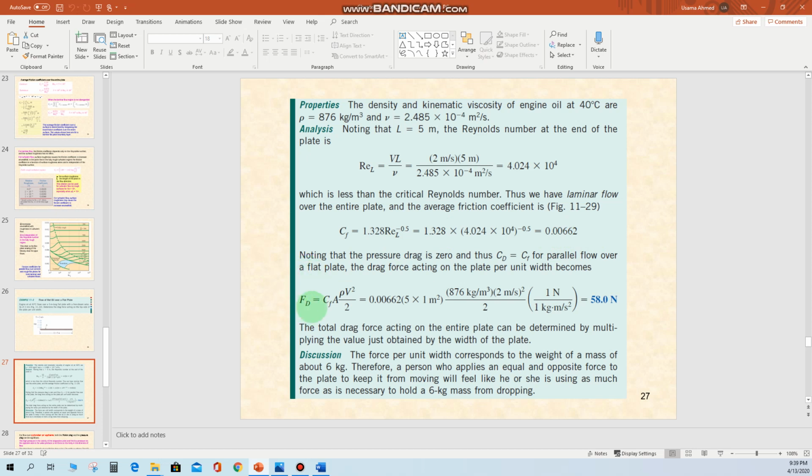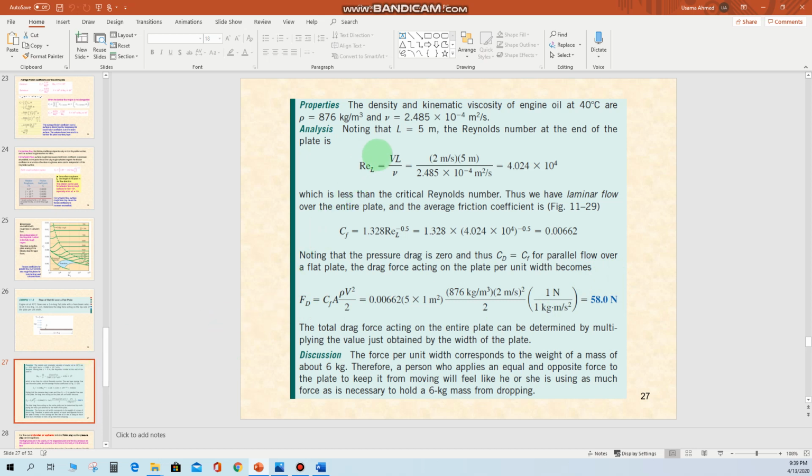Now the drag force calculation is a function of the coefficient of friction, and A represents the contact area. So what is the area? 5 represents the length of the flat plate, and 1 meter squared, where 1 represents the width of the flat plate. So we have to put the value for the area here. The density is given, the velocity is given. So the drag force that you can estimate in this problem comes out to be 58 Newton. This is how we can calculate the drag force for flat plates.